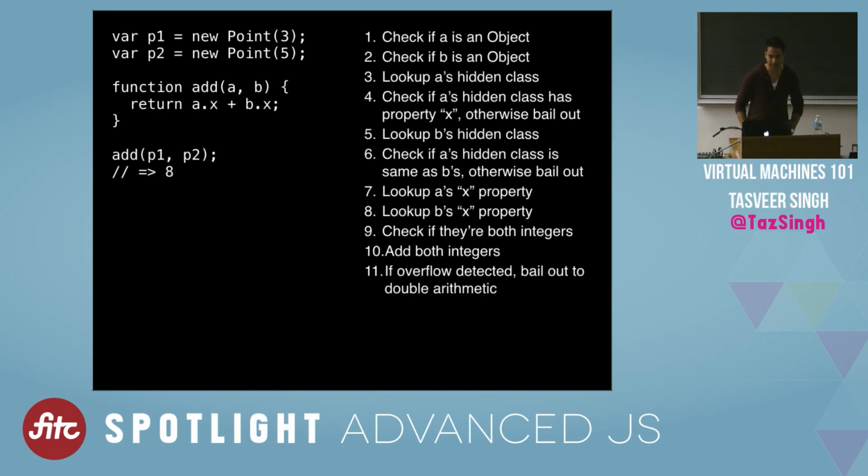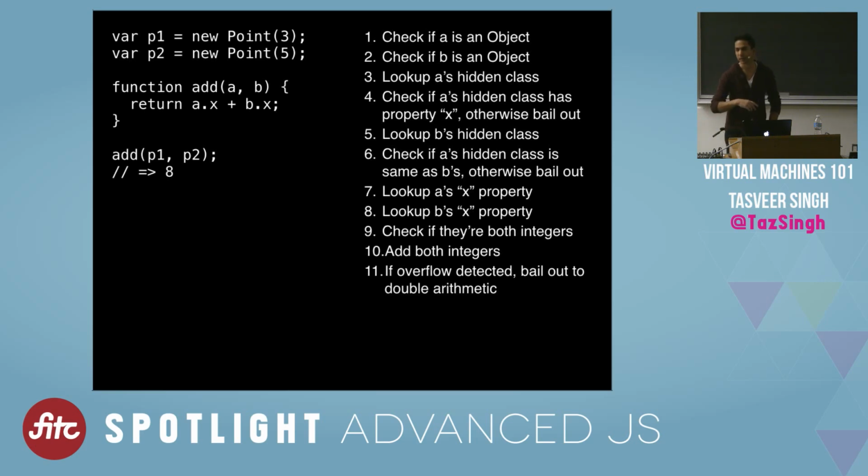Check if A is an object, check if B is an object. Look up A's hidden class. Check if A's hidden class has the property x, otherwise bail out. Right? It doesn't even know this up front. It has to check this. Look up B's hidden class. Check if A's hidden class is the same as B's hidden class, otherwise bail out.